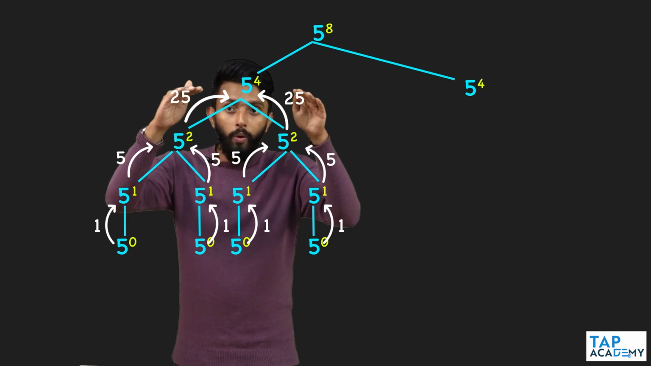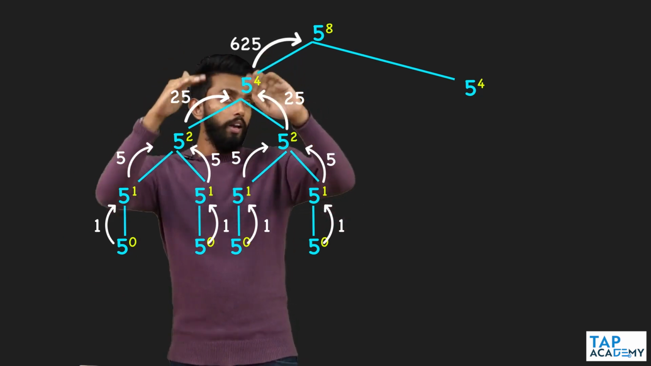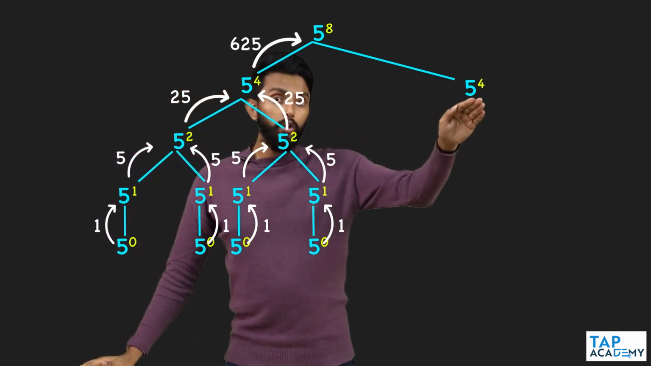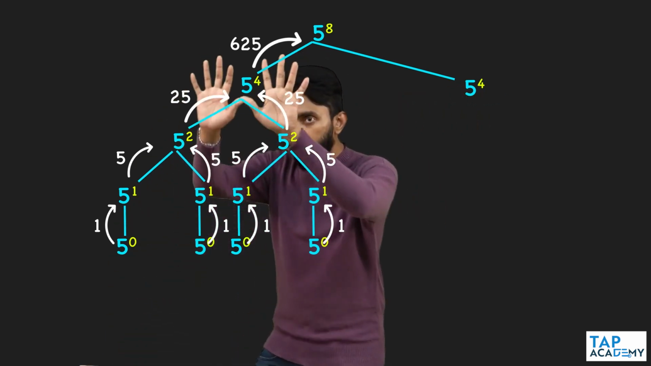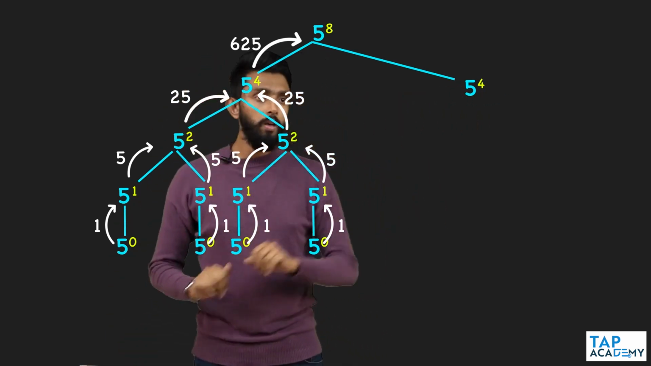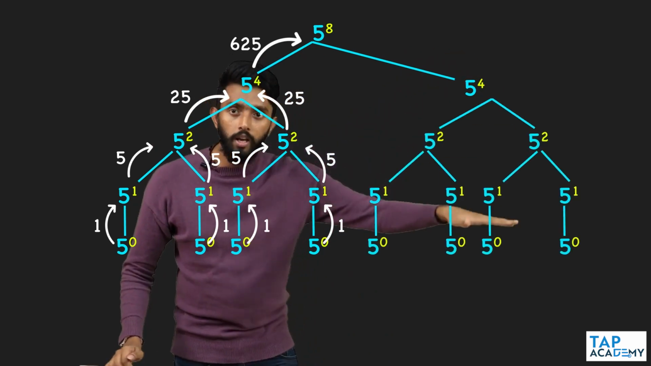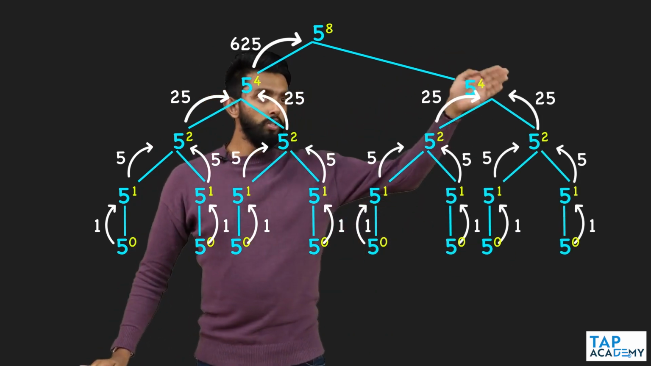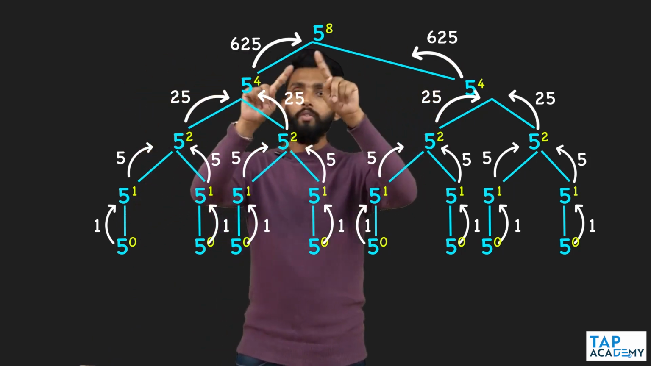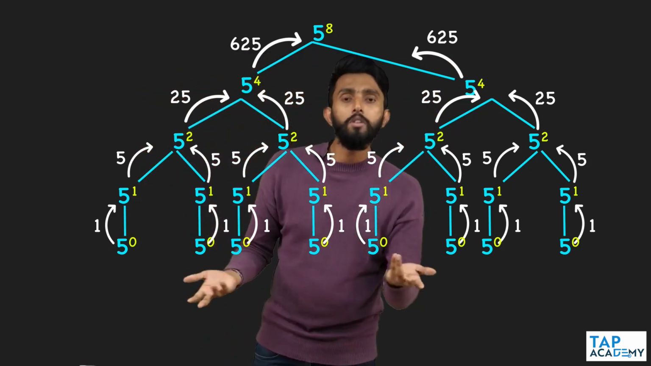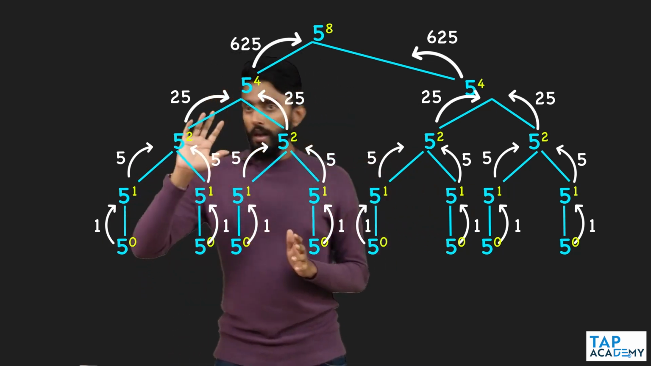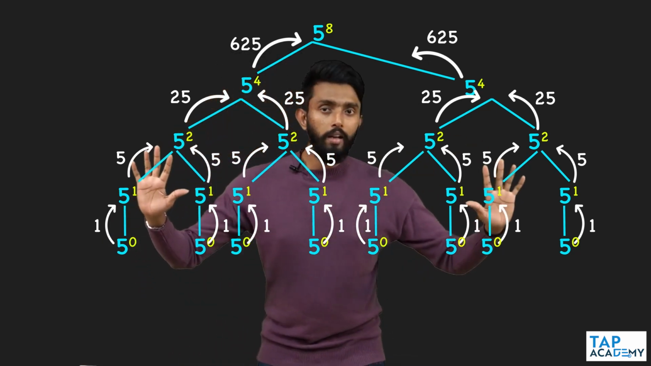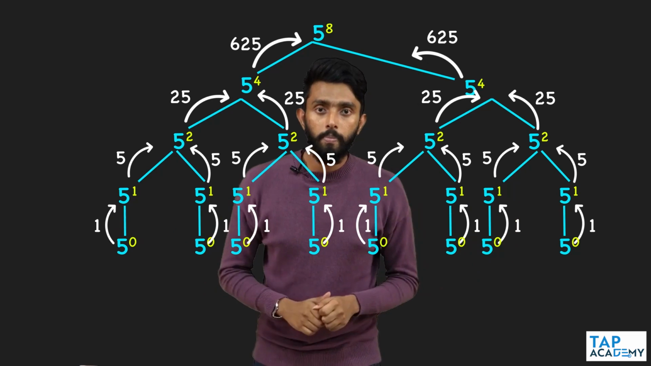Similarly, 25 into 25, you got 625, great. Now again here 5 to the power 4. Would you agree? 5 to the power 4, if I start calculating, will look the same as this. See? Same. This will also return 625. 625 into 625 is your answer. But if you look here, left hand side and right hand side are the same.